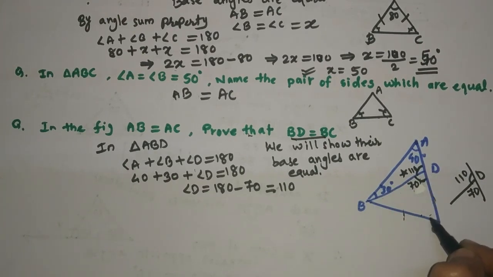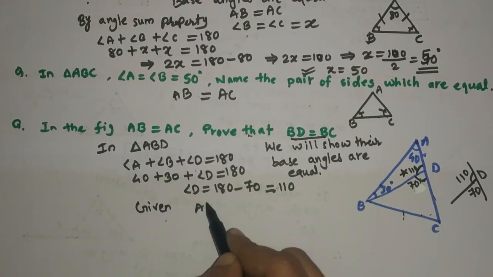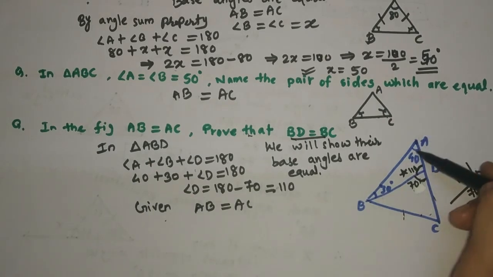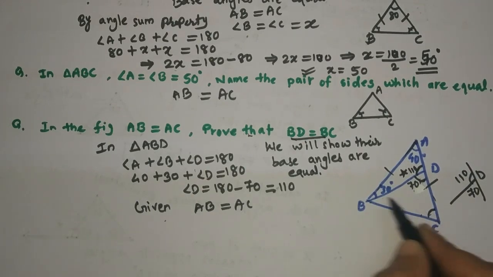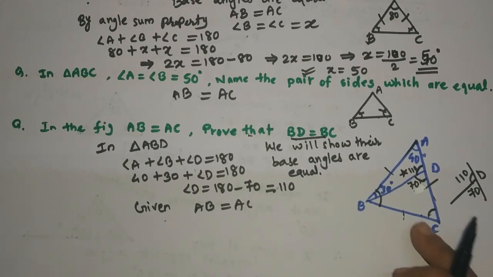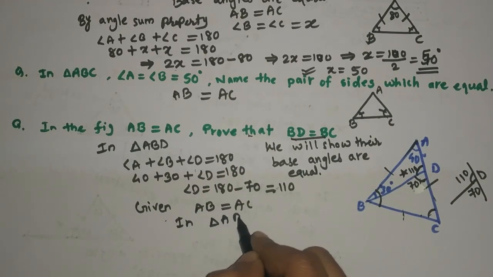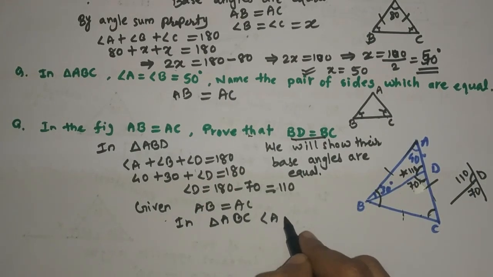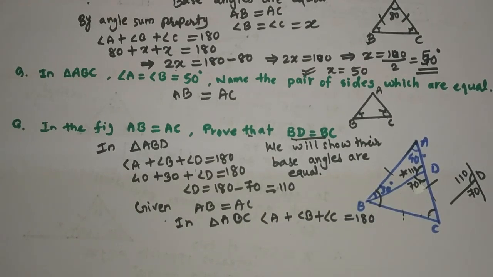Now angle C also we want. So one thing is given, that AB is equal to AC. This AB side is equal to this side. Okay. So this angle is equal to this complete angle. Okay friends. So if we consider the complete triangle ABC, in triangle ABC, angle A plus angle B plus angle C is going to be 180 degrees.